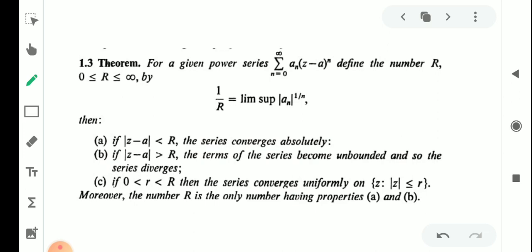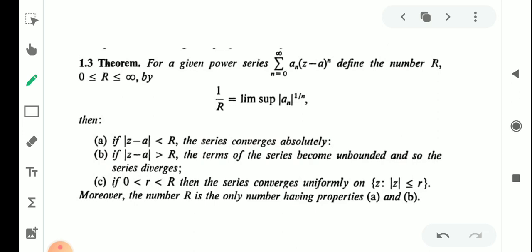First one, if mod z minus a less than R, the series converges absolutely. Second one, if mod z minus a greater than R, the terms of the series become unbounded and so the series diverges. Third one, if 0 less than small r less than capital R, then the series converges uniformly on the set of z such that mod z is less than or equal to small r. Moreover, the number capital R is the only number having the properties stated in parts A and B.